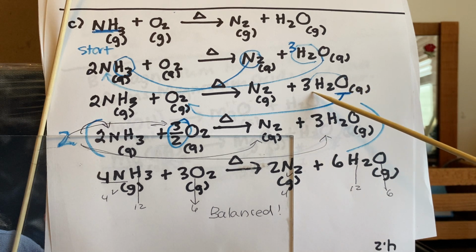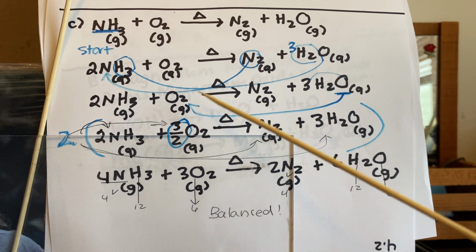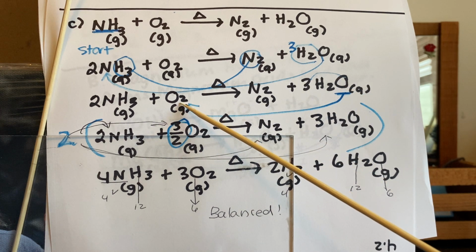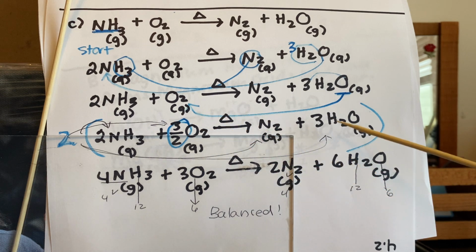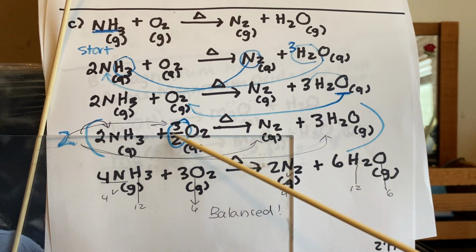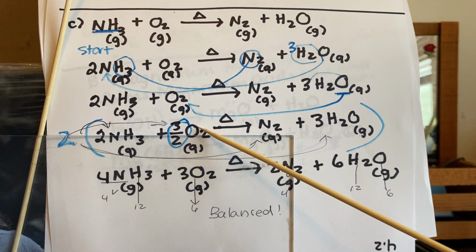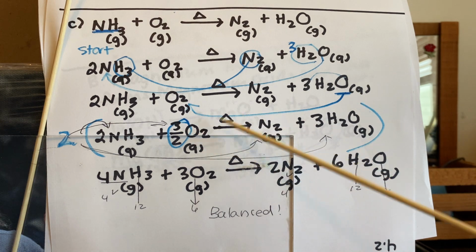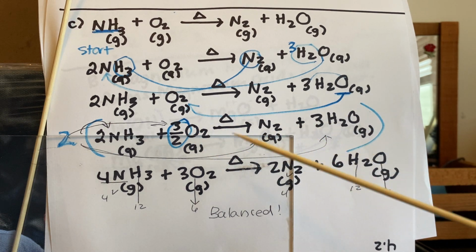Well, on this side, again, with the oxygen, I have 3 oxygen. And on this side, I have 2 oxygen. So we have this 3 halves thing again. So basically what we're going to have to do here is change this to 3 halves. Because 3 halves times 3 halves would be 3. So it'd be 3 on this side and 3 on this side.